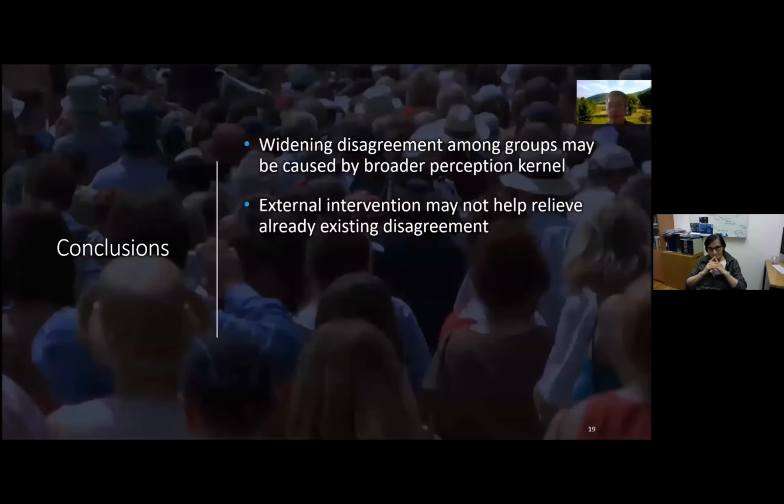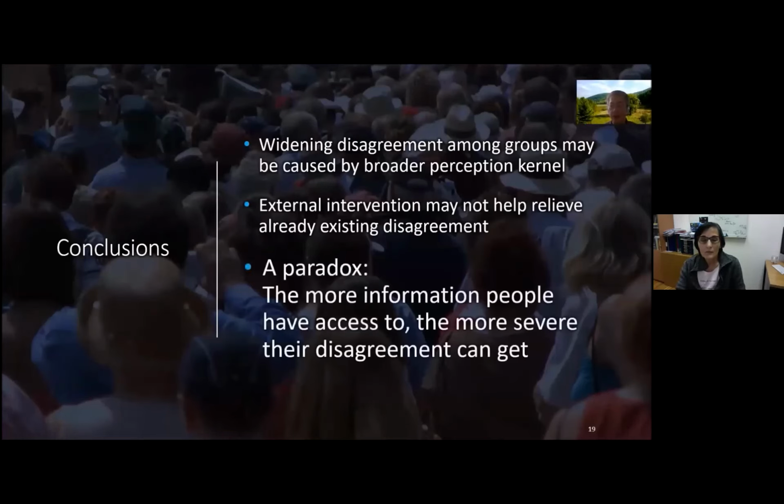Anyway, that's it. So the conclusion is this study illustrated how the increasing ability of information gathering might contribute to the widening disagreement in our society. And the external intervention we tested at the very end may not help relieve that kind of conflict. One main paradox here is that our models show that the more information people have access to, the more severe their disagreement can get. So this is quite counterintuitive.